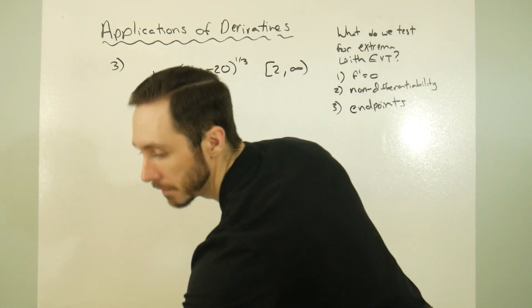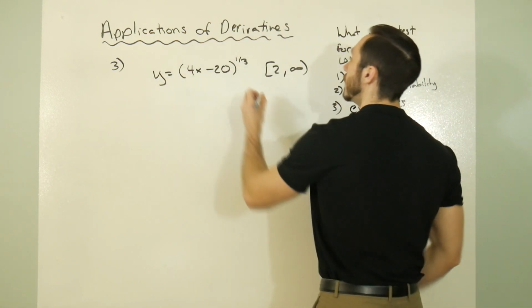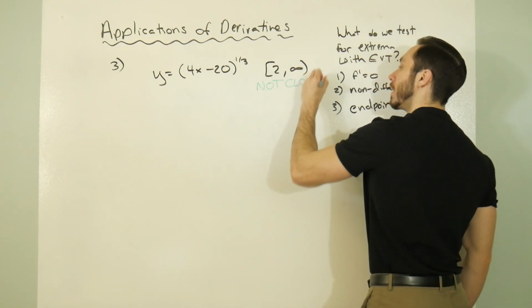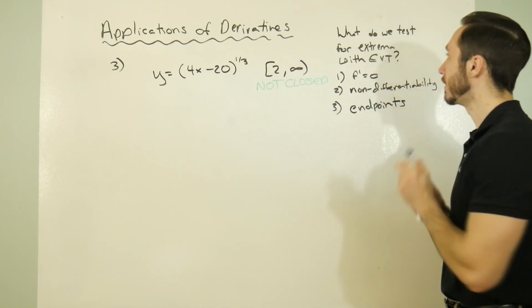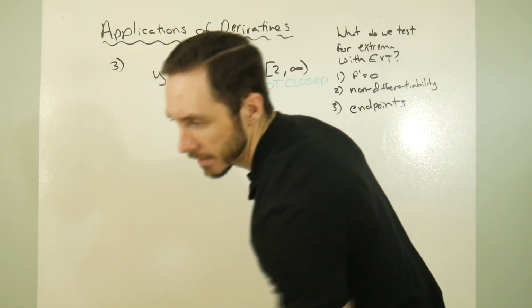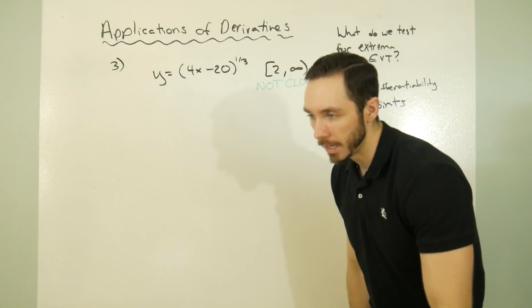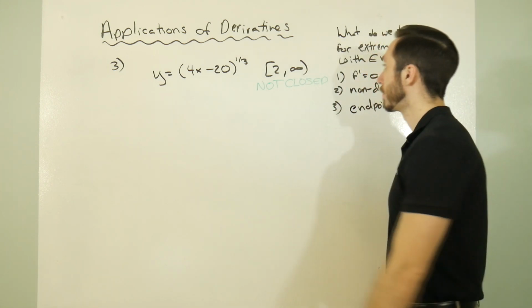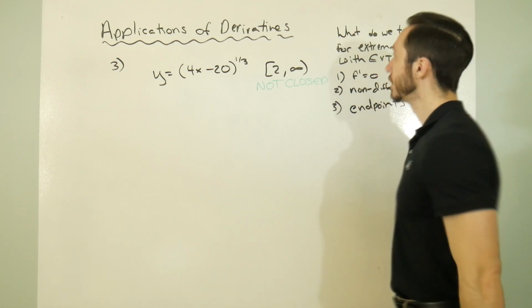Reason being, this is not closed, so I cannot apply EVT. I can still hunt down my extrema, but I'm not necessarily guaranteed a min and max here. I might just have one, I might have none. It depends on the problem at hand.